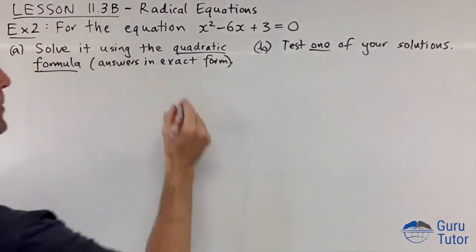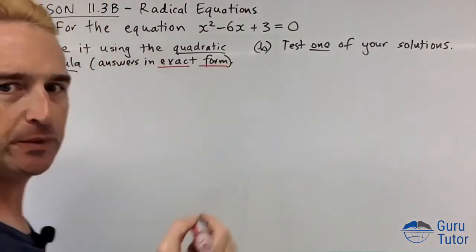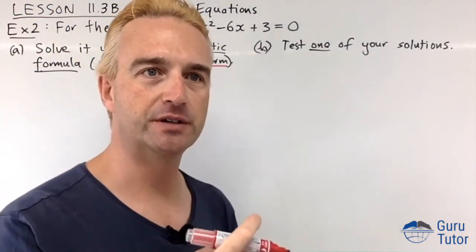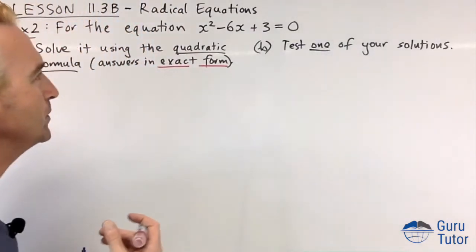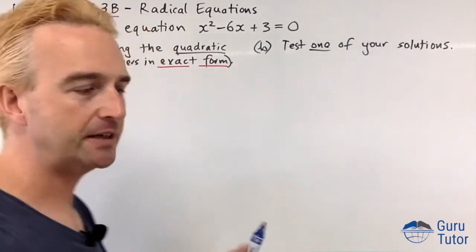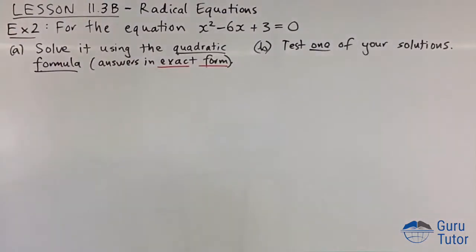What happens when we get to the bottom of our solution and we have a radical that doesn't simplify, or it doesn't become like a nice rational number? What are we going to do? We can just leave it in exact form, okay, which is what we've been talking about in chapter 11.